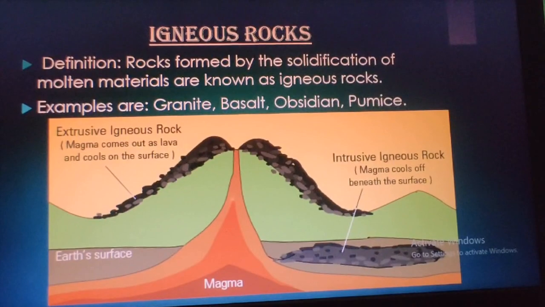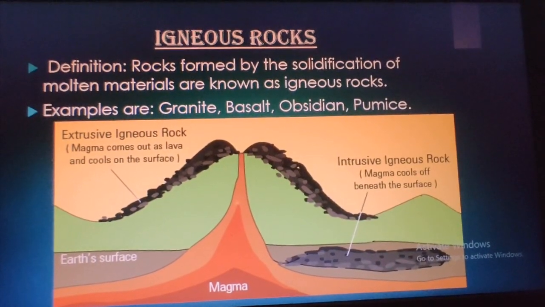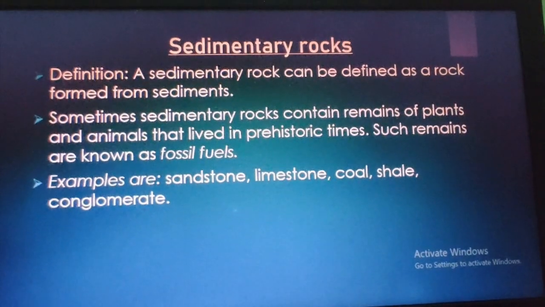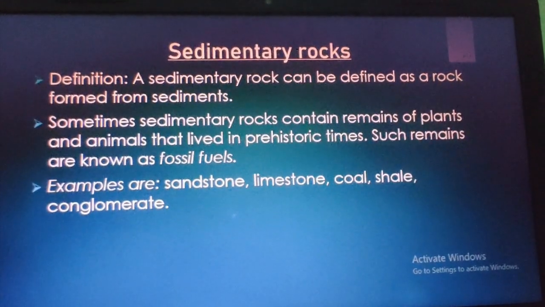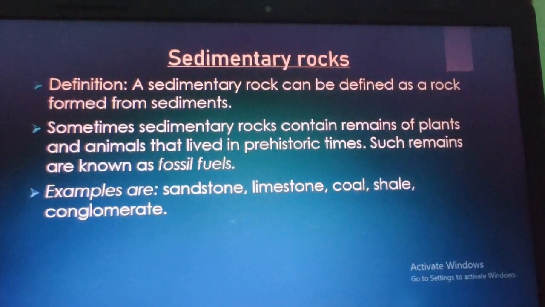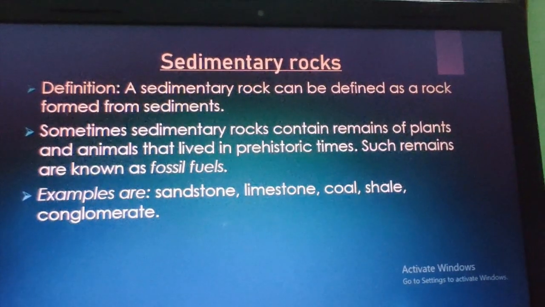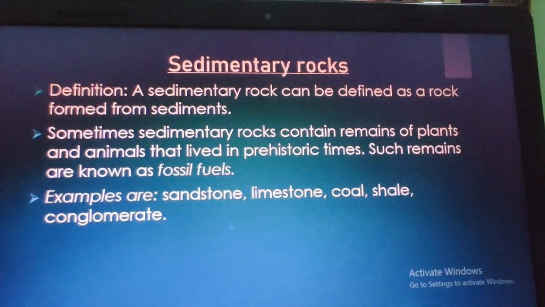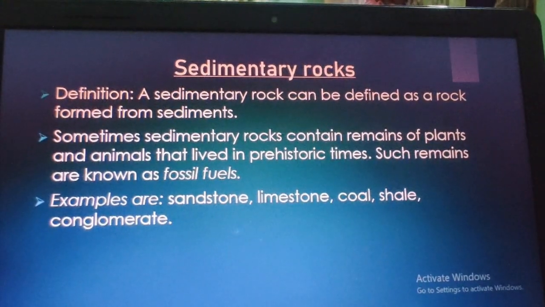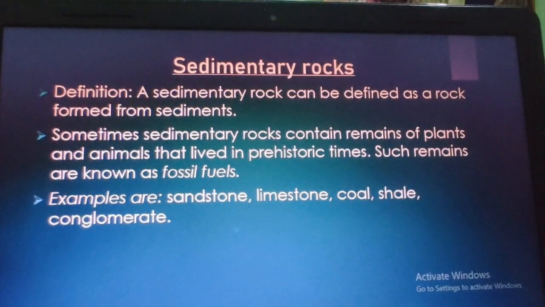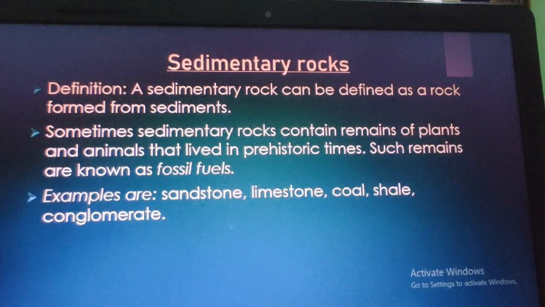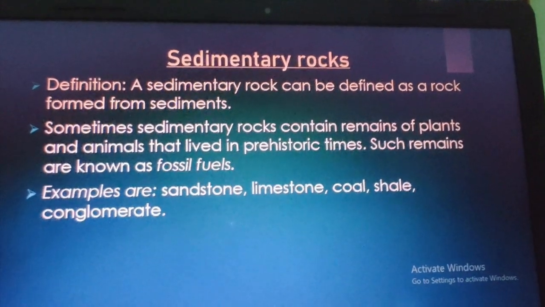Now let's get to the next one, which is sedimentary rocks. Sedimentary rocks can be defined as rocks formed from sediments. An igneous rock, when it breaks down due to weathering, forms sediments. When the sediments come together, they harden, and all together they form a type of rock known as sedimentary rock.